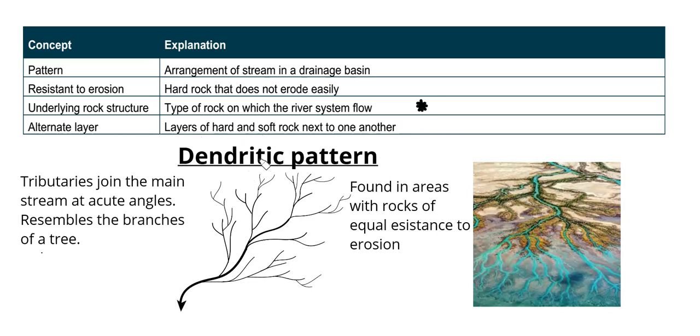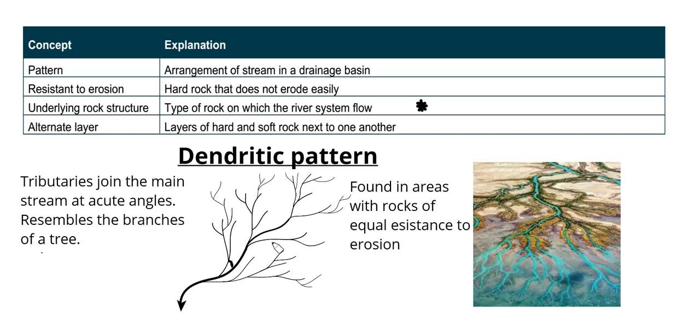Now, let's start to look at the different drainage patterns that we're going to look at today. There are 7 of them. We're going to start with the dendritic pattern. In a dendritic pattern, you can see how the streams join. The streams join at an acute angle, meaning they join at a small angle, less than 90 degrees. Then they resemble the branches of a tree. So when you see a tree-like pattern, you know that's a dendritic pattern.